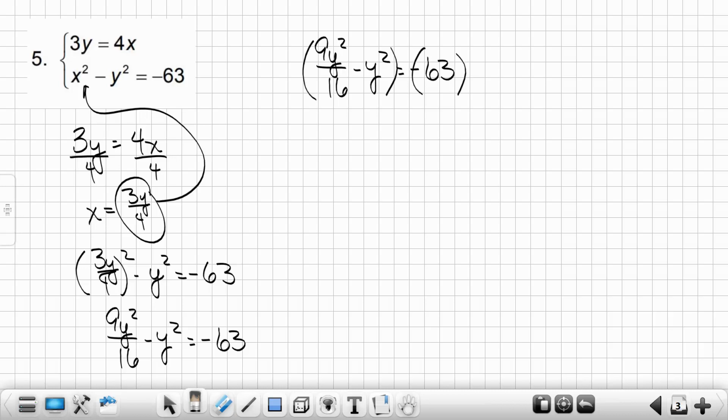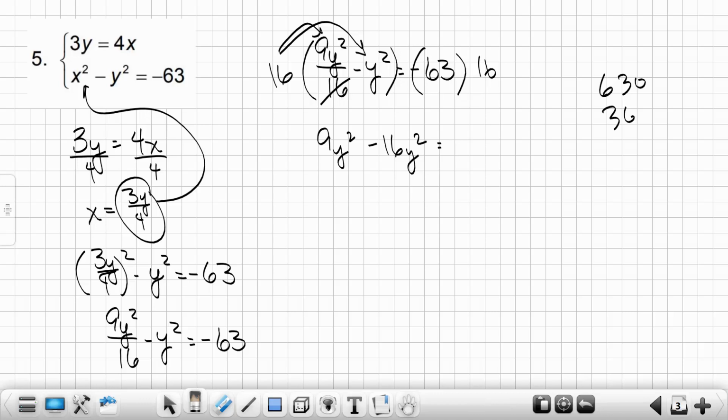But you have to be careful. That 16 multiplies to both items. It multiplies to this one, and that's going to cancel the 16. It also multiplies to this one. So I'm going to get 9y squared when this 16 cancels, but then minus 16 times y squared is 16y squared, equals 16 times 63. 630 plus 360 plus 18, so we have 1,008.